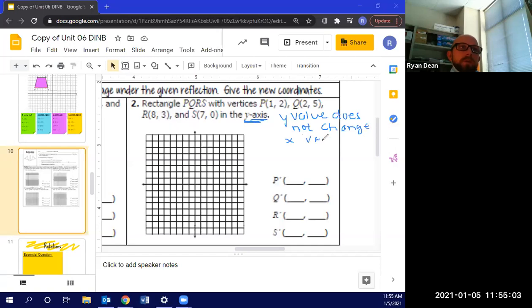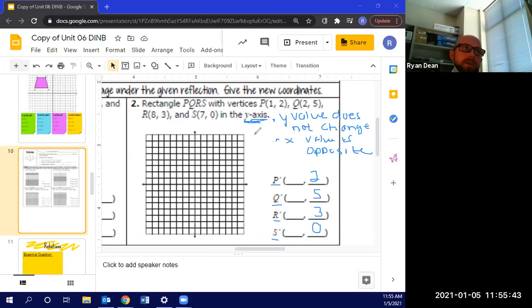And the x value is opposite. Okay, so the y value does not change. The x value is going to be the opposite. So for P, the y value is 2. For Q, the y value is 5. R, the y value is 3. And then S, the y value is 0. So these are going to be the y coordinates for P prime, Q prime, R prime, and S prime.